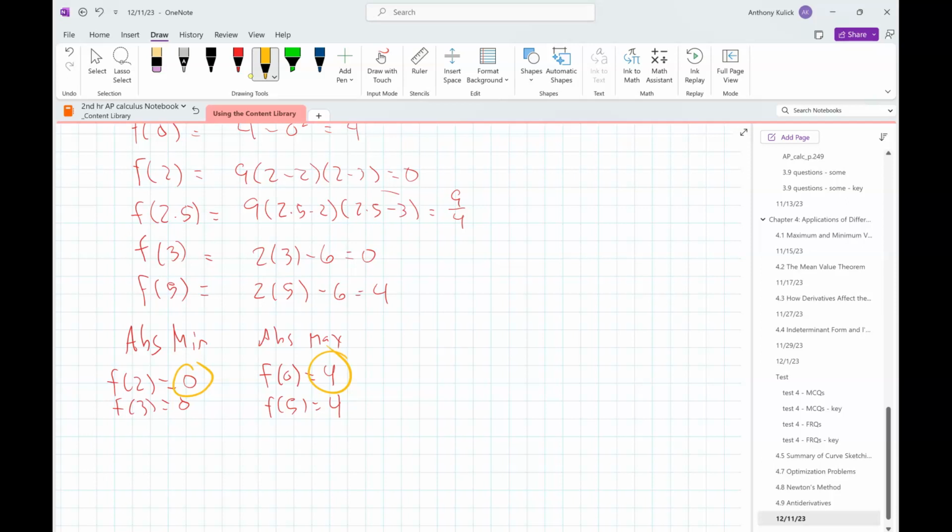Rita? So if I'm doing the absolute maximum or minimum test, I need to also test the endpoints of my domain. So you can only do an absolute minimum and absolute maximum on a closed interval. F was defined from -2 to +5 on a closed interval.